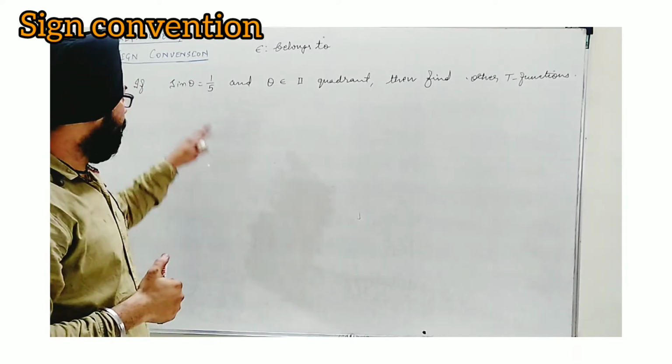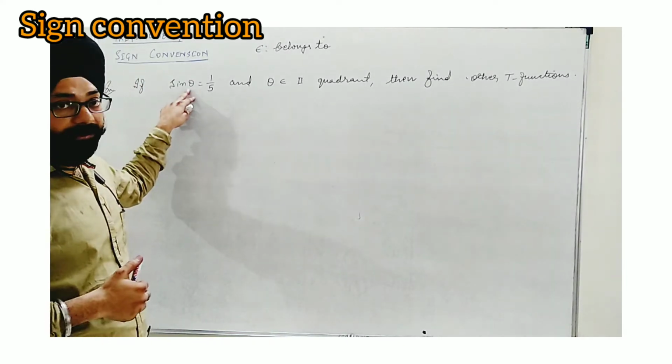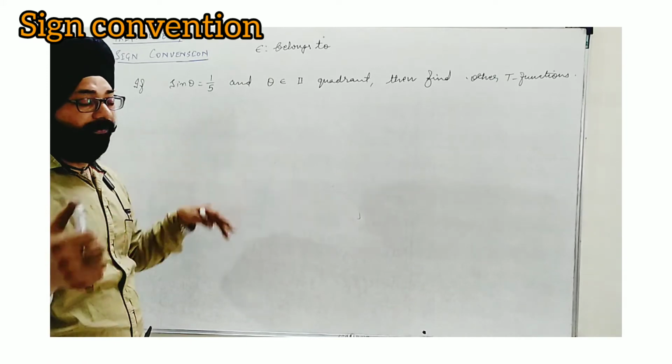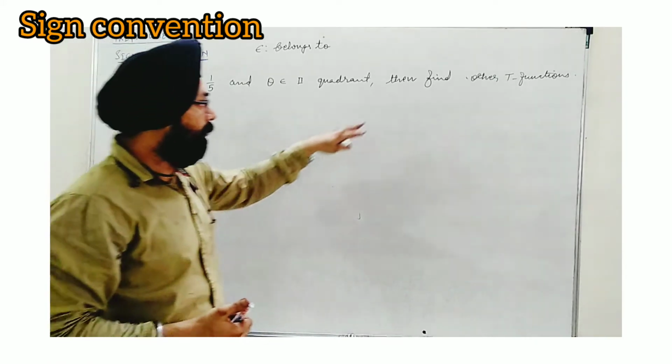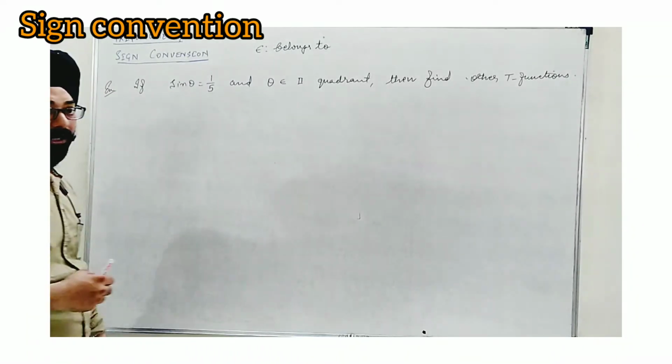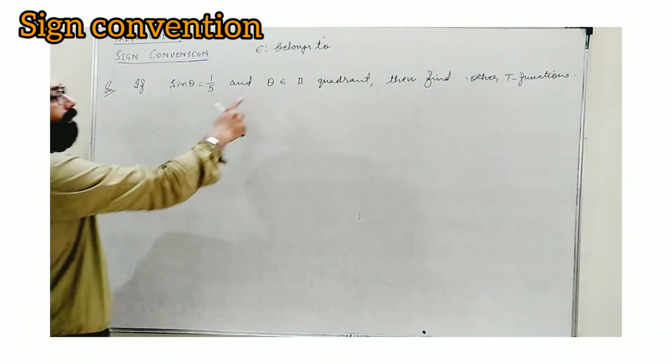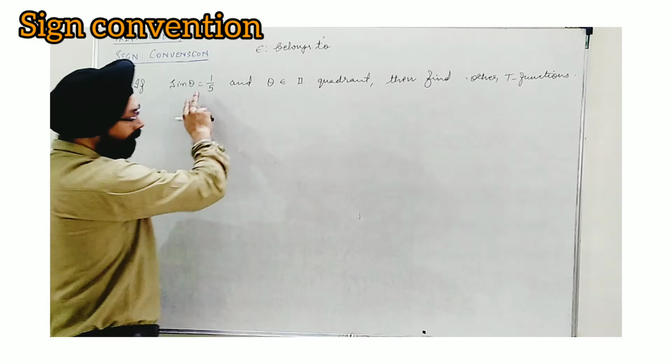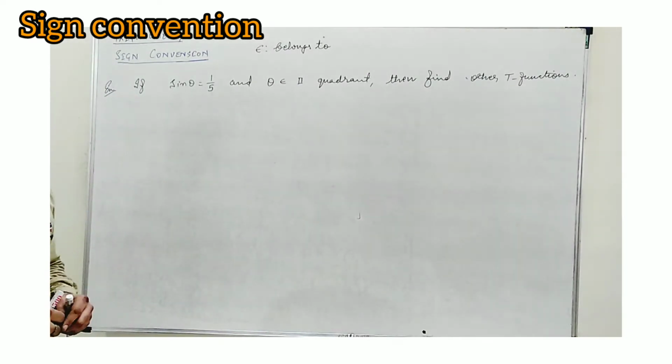What does it mean? The angle we are talking about here is theta, and it lies in the second quadrant. Obviously, this is an obtuse angle. Then find the other trigonometric functions. We need to find their values. Till this condition is given, it is convenient, no problem, everyone can do that. But what happens when such a condition is given? Then we have to take the help of the sign convention.